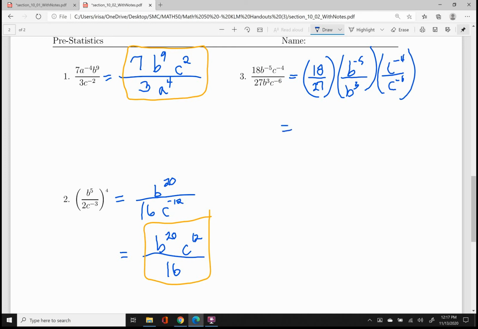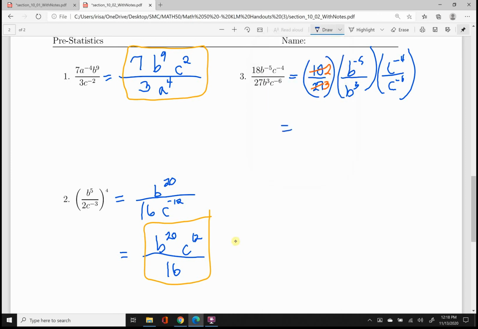Okay, let's simplify this first fraction. There seems to be a common factor of 9. It divides the 18 twice. It divides the 27 3 times. And then let's go ahead and quotient rule the b's and the c's.